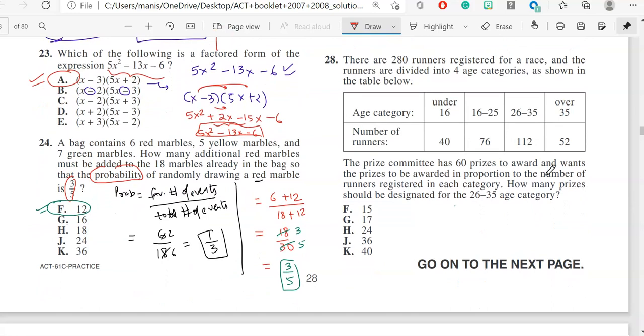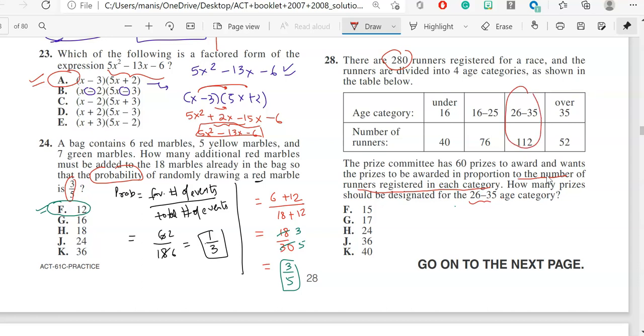Let's look at question number 28. There are 280 runners registered for a race. So the total number is 280. The runners are divided into 4 age categories as shown in the table below. The prize committee has 60 prizes to award and wants the prizes to be awarded in proportion to the number of runners registered in each category. How many prizes should be designated for this category? This is the one we are looking at, and the total number is 280.